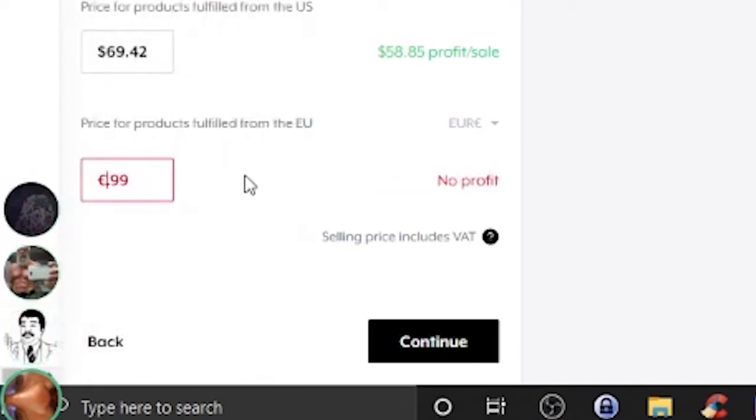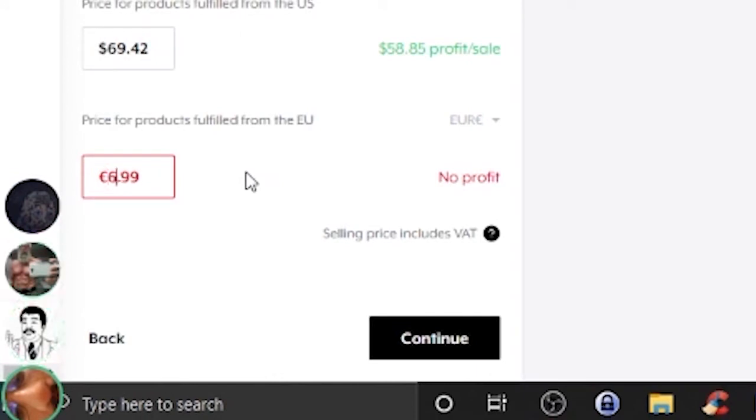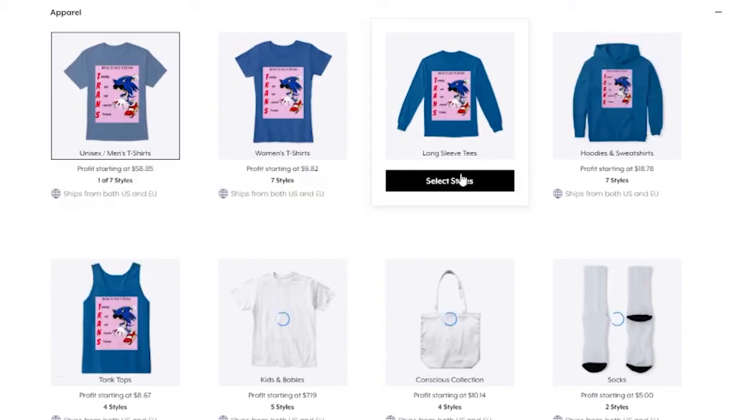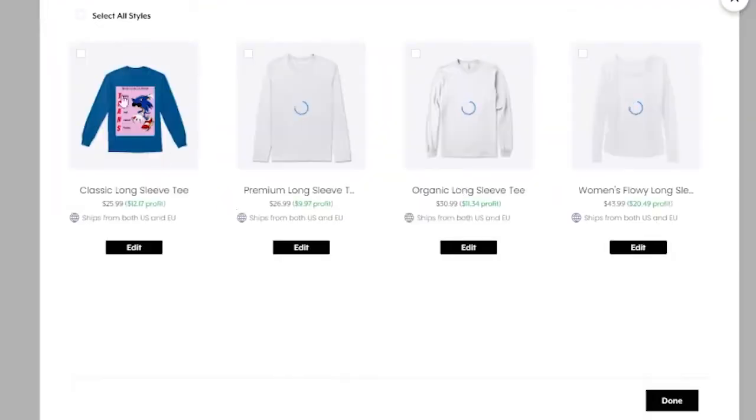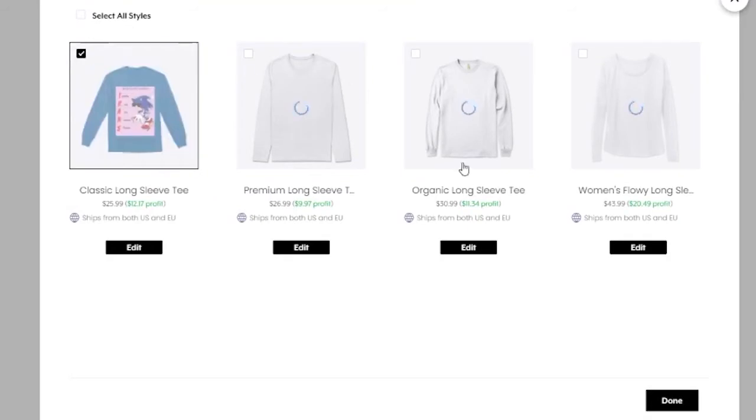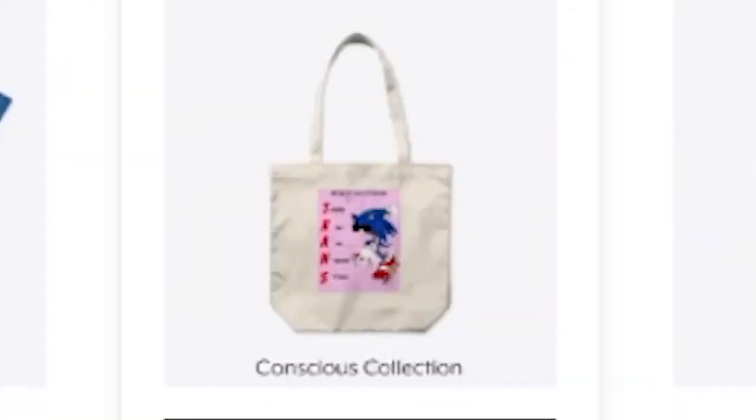How many euros should it be? That is very true, I don't know. 20 euros. The same, 69.420. Okay. Oh, we should have long sleeves. Yes, long sleeves are the best. Tote bags. Oh my god. Docs. Perfect. We could have socks.